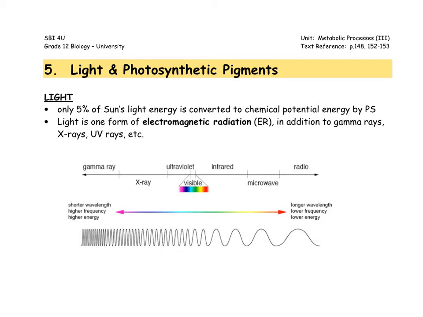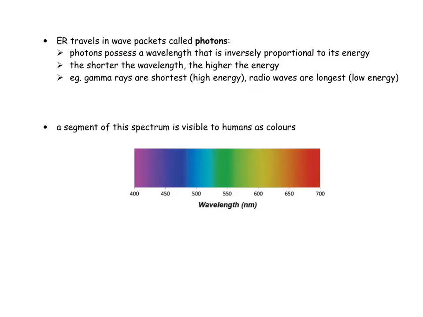Now, I should mention before we move on that only about 5% of the sun's energy is actually getting utilized in photosynthesis to produce chemical potential energy, and by that we mean stored in molecules of glucose. So it's not super efficient to begin with. So I want to talk to you today about ways that the process is made as efficient as it can be, given this really low rate of energy transfer.